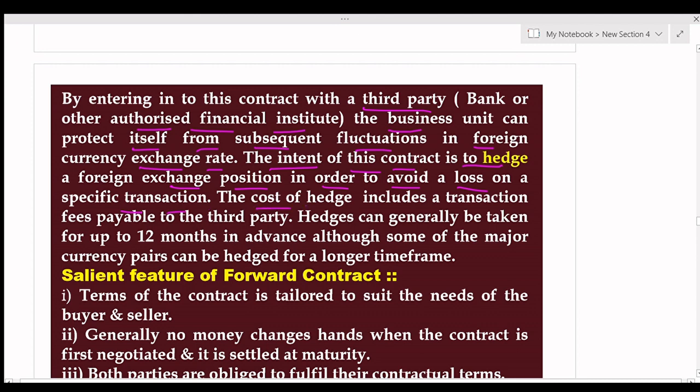The cost of hedge includes a transaction fee payable to the third party. Hedges can generally be taken for up to 12 months in advance, although some of the major currency pairs can be hedged for a longer time frame.